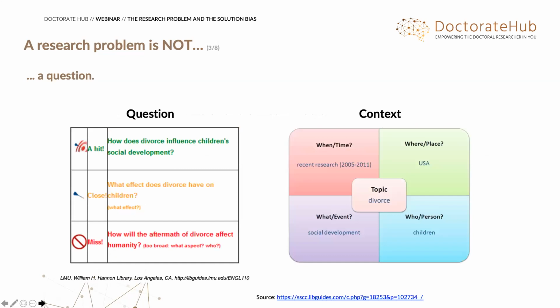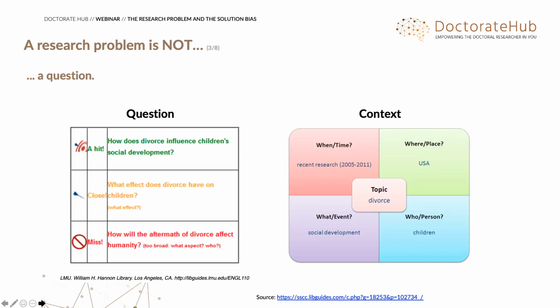Now, a research problem is also not, and quite obviously, but often goes wrong there, it's not a question. Now, if the question, for example, is, how does divorce influence children's social development? Okay, there is a problem perhaps beneath that. What effect does divorce have on children? Well, there also could be a problem. How will the aftermath of divorce affect humanity? Well, this is obviously quite solution focused, so it's not.